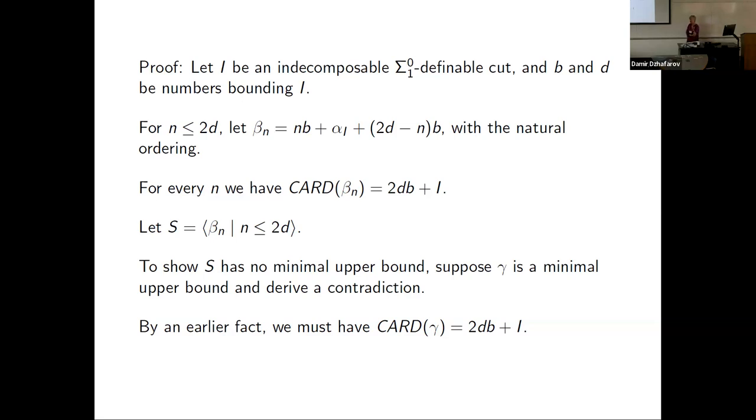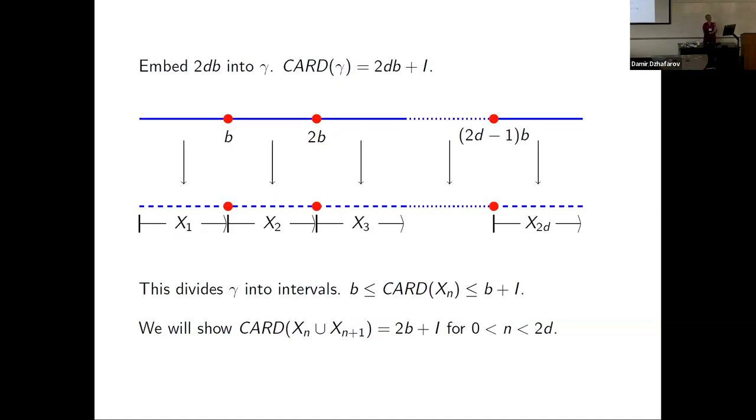But what we're going to show is that there can't be a minimal upper bound, by assuming there is one and getting a contradiction. And the contradiction we're going to get is for having any upper bound at all of that size, any ordinal of that size that's an upper bound to the sequence. So first of all, assume gamma is a minimal upper bound. So it's an upper bound of size 2DB plus I. So it's bigger than 2DB, so there is an embedding of 2DB into gamma. So we'll pick one and use that to break gamma up into 2DB many blocks.